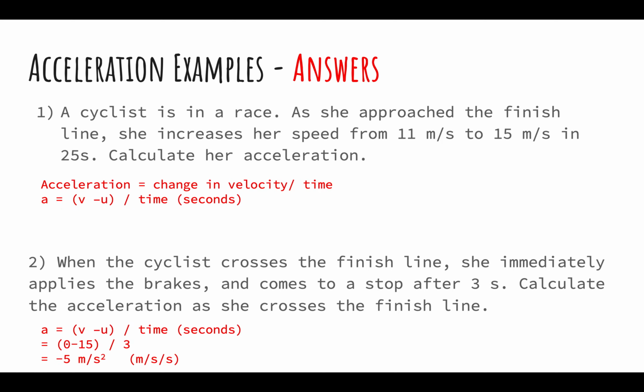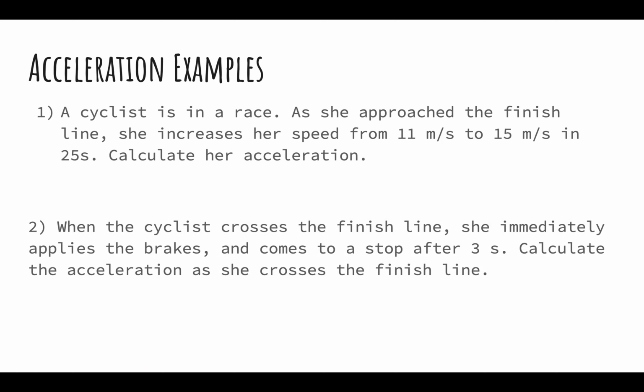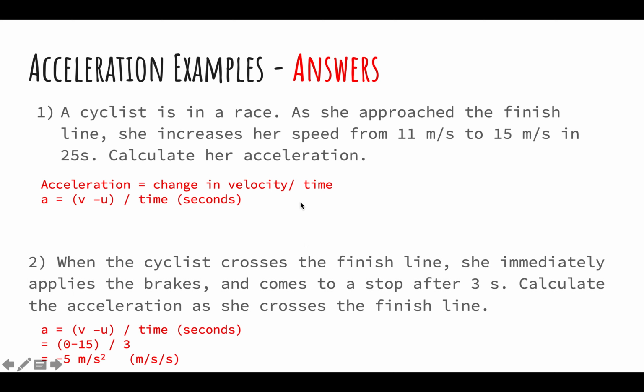Okay. So same cyclist for this second question. When the cyclist crosses the finish line, she immediately applies the brakes and comes to a stop after 3 seconds. Calculate her acceleration as she crosses the finish line. So she's won the race after a burst of acceleration previously, and she wants to slow down and get a drink.